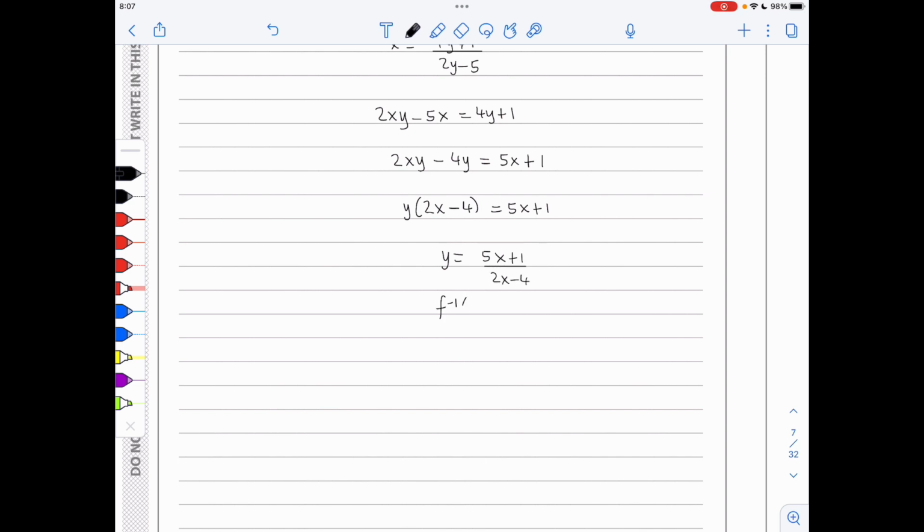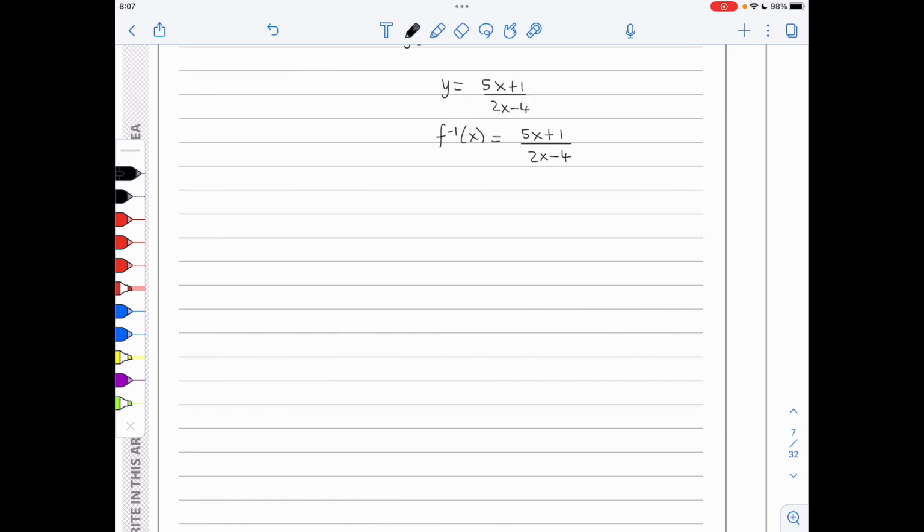So f inverse of x is (5x + 1)/(2x − 4). Now we'll proceed into finding the domain of f inverse. I will start by noting that the domain of f inverse is the range of f of x. So I will actually plot f, and based on my graph, I will decide on the domain of f inverse.